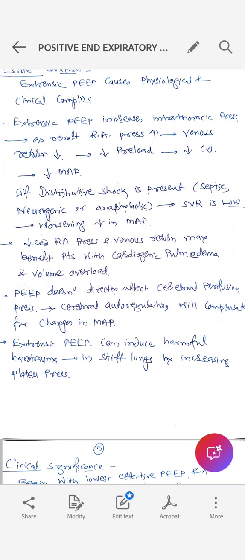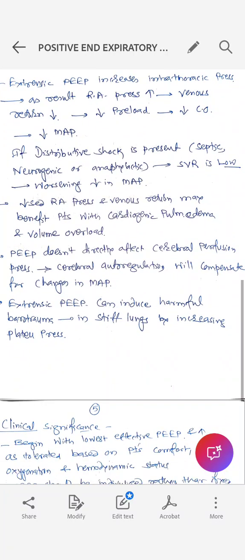Now the concerns with PEEP. Extrinsic PEEP causes physiological and clinical complications. Extrinsic PEEP increases intrathoracic pressure. As a result, the right atrial pressure increases. Therefore, venous return decreases, and therefore there is a decrease in preload. As there is a decrease in preload, there is a decrease in cardiac output and a decrease in mean arterial pressure.